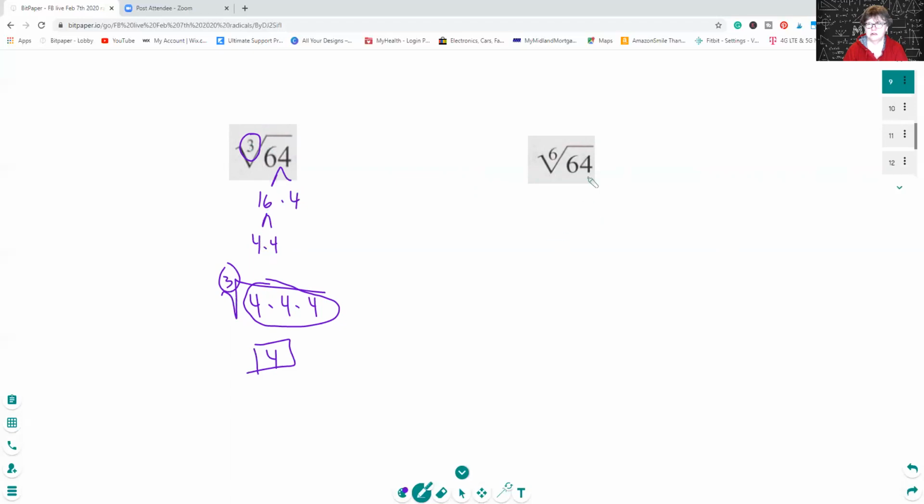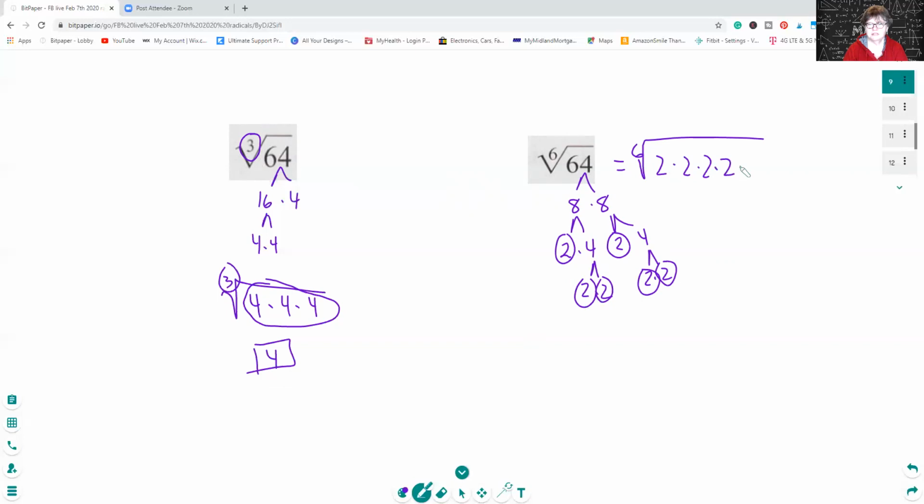I'll break it down over here on the 6th root. It's still, I'll go 8 by 8 just to show you it comes out the same no matter what you do. If I have 2 times 4, 4 is 2 times 2. So I'm just going to break it down all the way. I'm not going to worry about anything. And 2 times 4, and then 2 times 2. So notice I don't circle anything till I'm done breaking it down. So this time under the 6th root, I have 2 times 2 times 2 times 2 times 2 times 2.